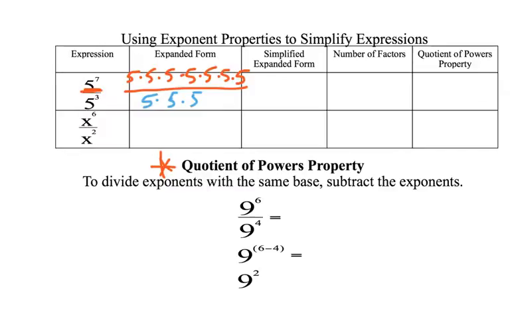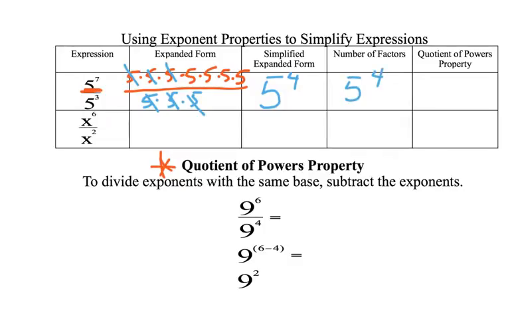So what I do to go back and simplify this is I cancel as many as I can. This one cancels, this one cancels, this one cancels. And so when I rewrite it, I have 5 to the 4th power. Okay? And there are 4 factors of 5, so 5 to the 4th power.